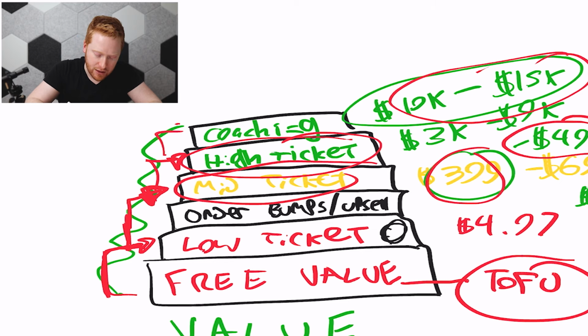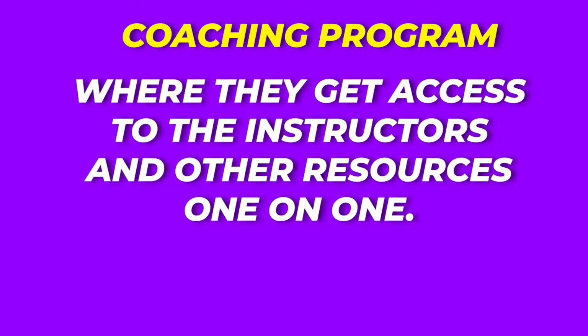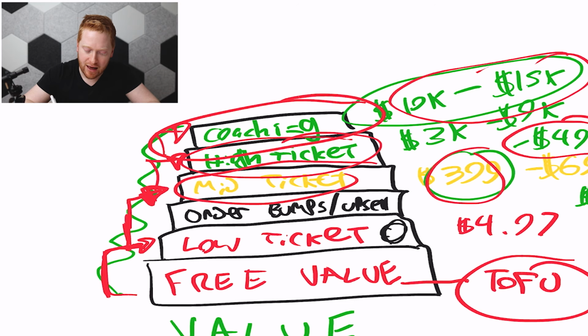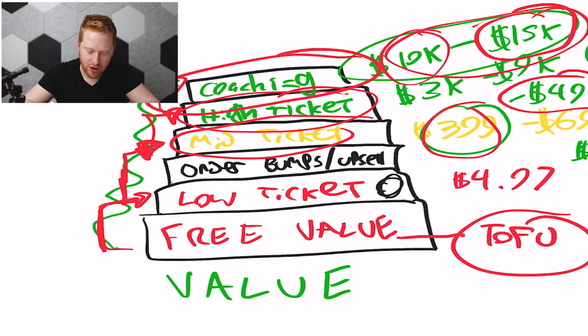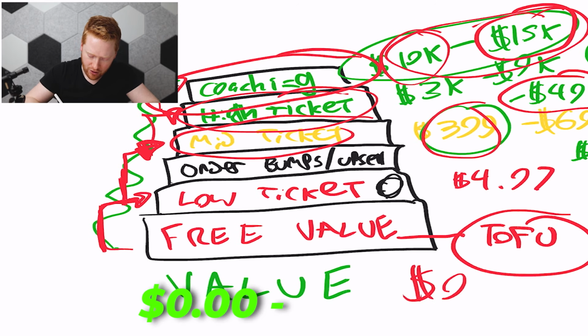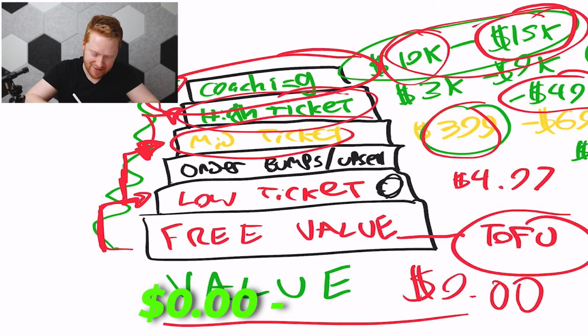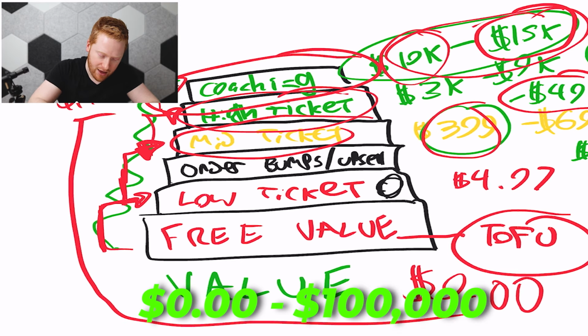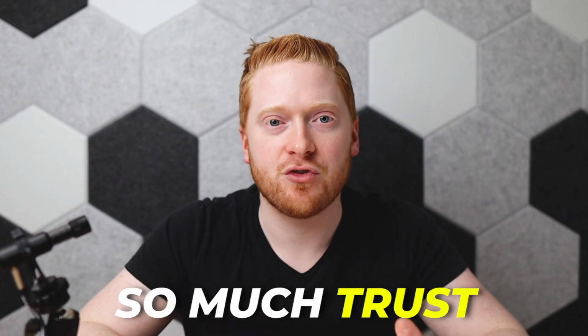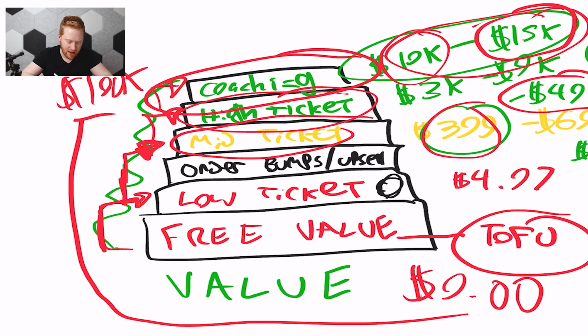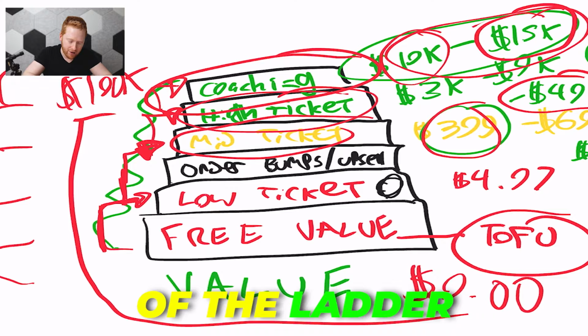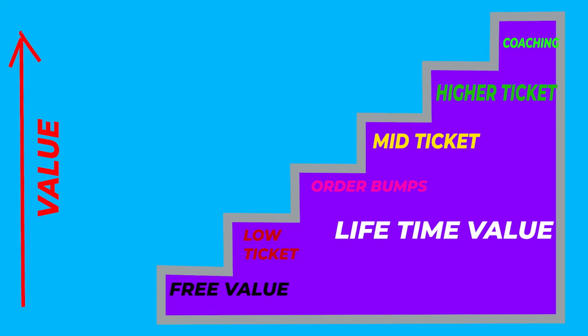Then we introduce them to the coaching program, where they get access to the instructors and other resources one-on-one. It's really in-depth, high-level stuff. And we say, hey, we can take you from $100K a year to $300K a year. Well, they really don't have a problem investing $10,000 to $15,000 if over the course of the last year, we've helped them go from $0 in sales to over $100K in sales. We've built up so much trust. We've proven that the system worked. And as we've taken them up every step of the ladder, we've helped them see measurable growth in their business.